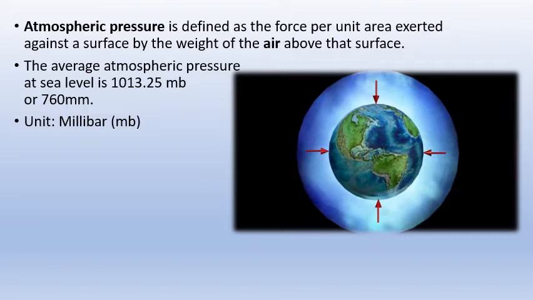The average atmospheric pressure at sea level is 1013.25 millibar. MB indicates millibar, or 760 mm. This 760 mm, I'll clearly explain what it means in the coming slides. The unit I've written here is millibar, but there's also another unit called Pascal. So Pascal and kilopascal are also units which are used to measure pressure, but bars, millibars and kilobars are also used to measure atmospheric pressure, which is acting on the surface.